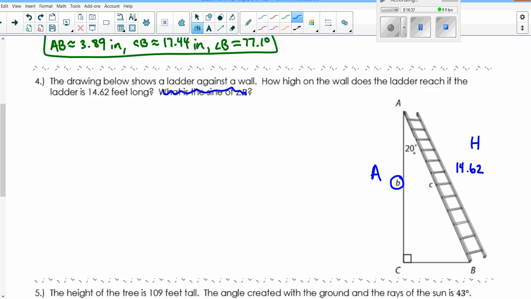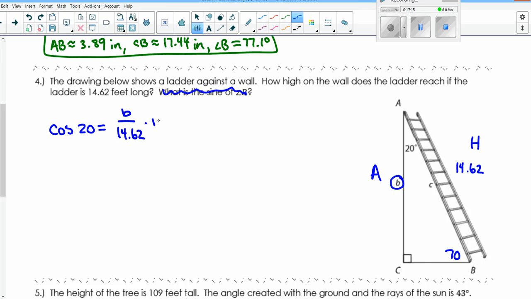Now I also have the option to say, well, if that's 20, then this has to be 70, which now means that this is my opposite and my hypotenuse, which then means I'd be using sine. So up to you what you want to do. Like I said, I like to just use what I'm given. That way I don't accidentally do some subtraction wrong or something like that. Okay, so I'm going to use cosine. So cosine of 20 degrees equals my adjacent side, which is letter B. You can use any variable you want, over my hypotenuse, which is 14.62.